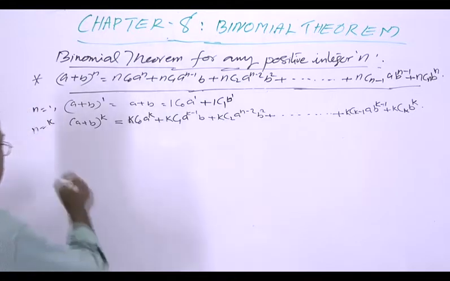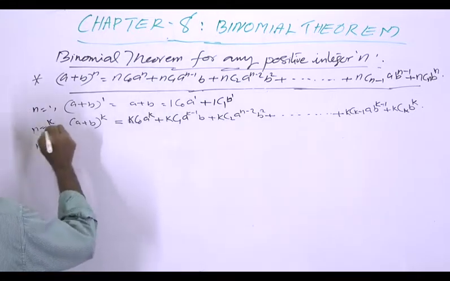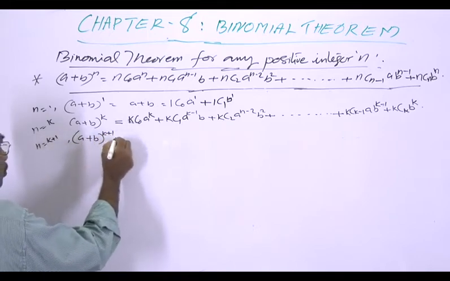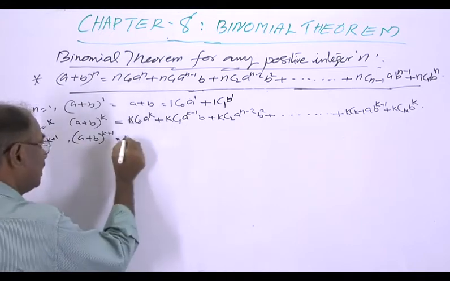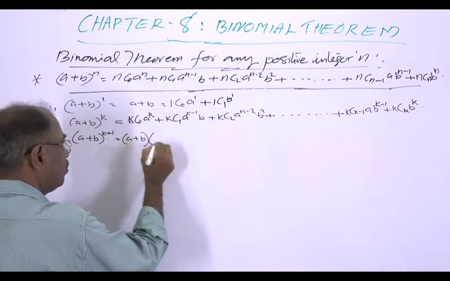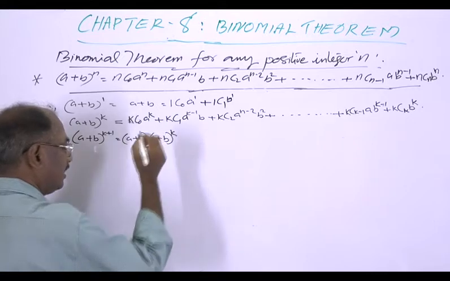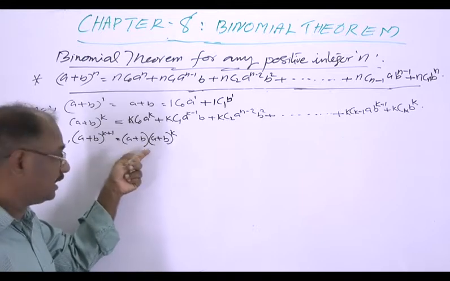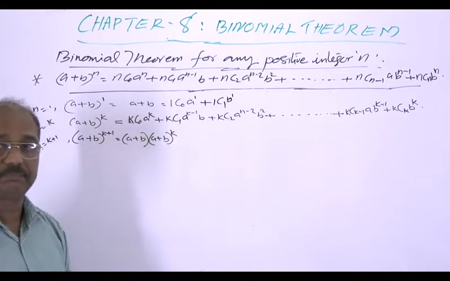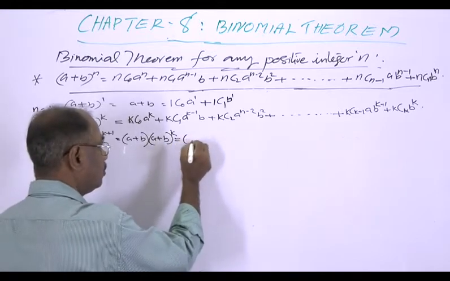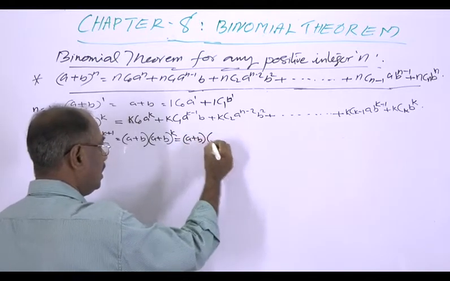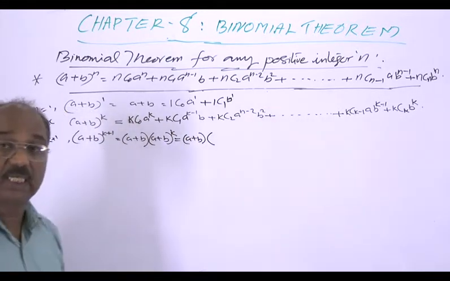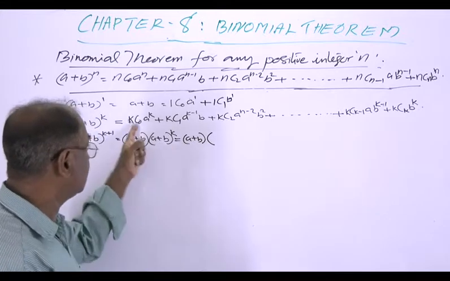So take n equal to k plus 1. Then (a plus b)^(k+1) equals (a plus b) into (a plus b)^k. From the power k plus 1, one (a plus b) is separated, and the remaining part is (a plus b)^k. The result is true for n equal to k, so (a plus b)^k can be written like this.